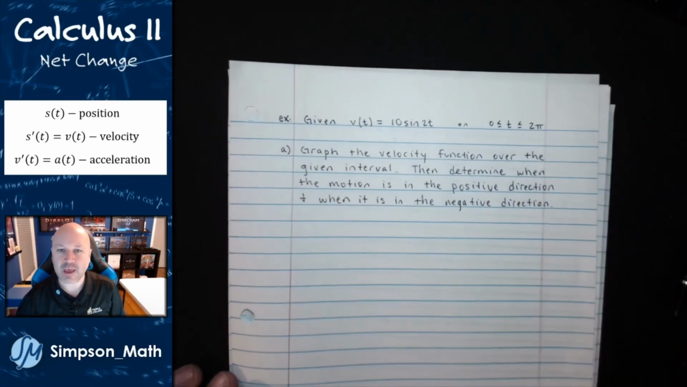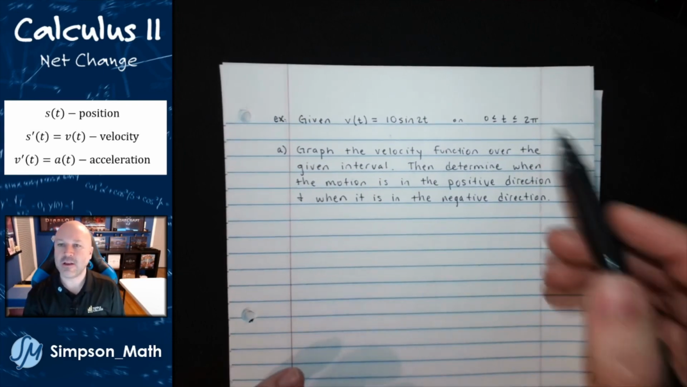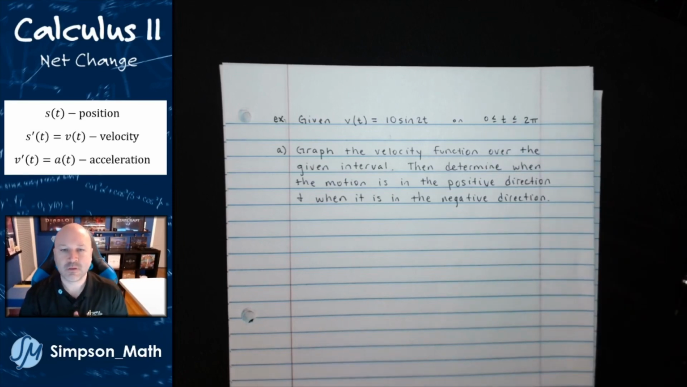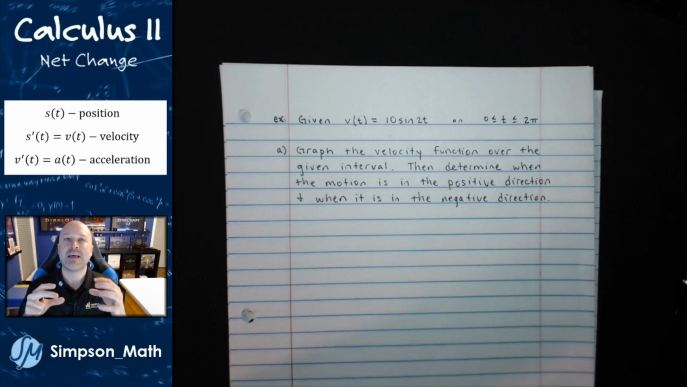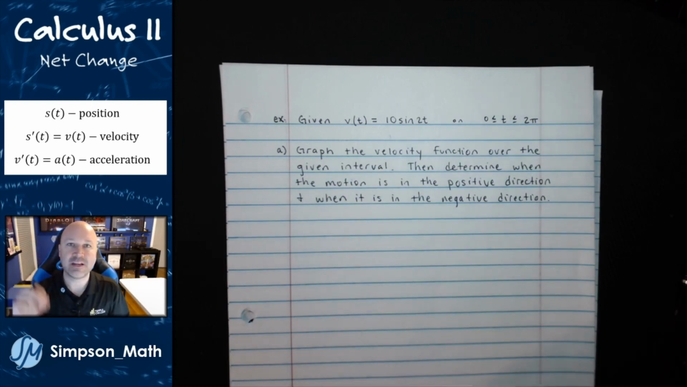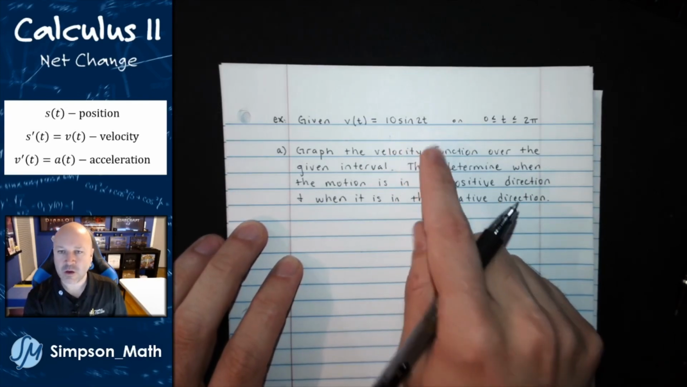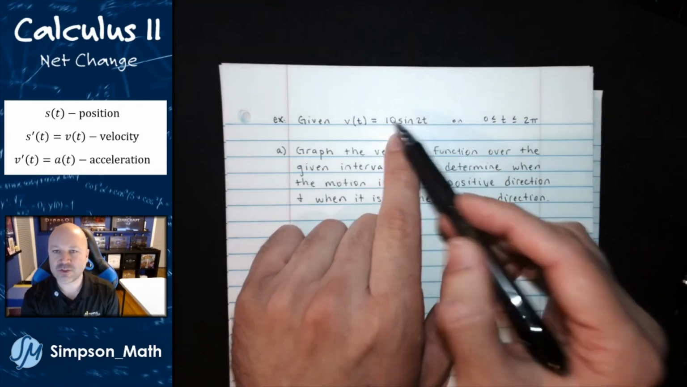All right, we are given a velocity function v of t equals 10 sine of 2t on this interval from 0 to 2 pi. Okay, part A. Graph that function, and determine when the motion is in a positive direction and when it is in a negative direction. So if I can get a picture of the velocity function, then I can decide when it's positive, the object was moving in a positive direction, and when the velocity function is negative, the object is moving in a negative direction. So I just need to graph 10 sine 2t. Oh yeah, I know how, these are just transformations.